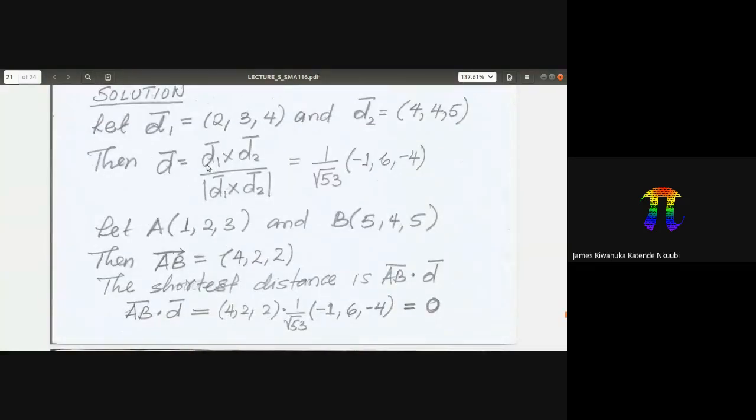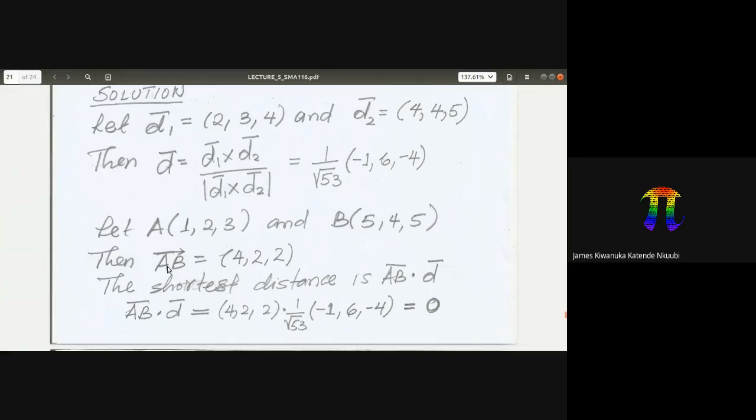We can obtain the unit vector that's perpendicular to both lines. That's D1 cross D2 over its magnitude. And when you work that out, you should get this as your answer. You already know how to do the cross product. All you have to do here is work out the cross product of D1 and D2, then work out the magnitude and divide by the magnitude. Then you'll get this unit vector in the direction of D1 cross D2, so the unit vector that is perpendicular to both lines.